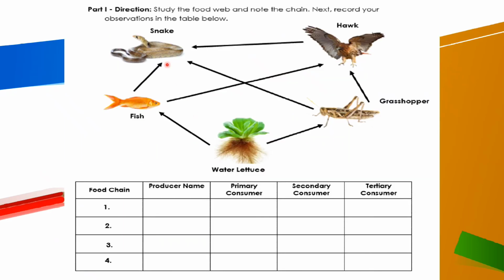So this would be your worksheet for today. For part 1, please study the food web and then note the chain. Next, you have to record the observation in the table below. As what we did in the previous slide, you will do also like this. We have water lettuce as our producer. Then we have grasshopper, hawk, snake, and fish. Just write the producer name and then the primary consumer, secondary consumer, and tertiary consumer.